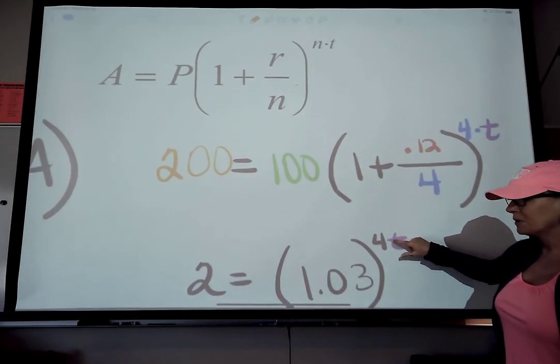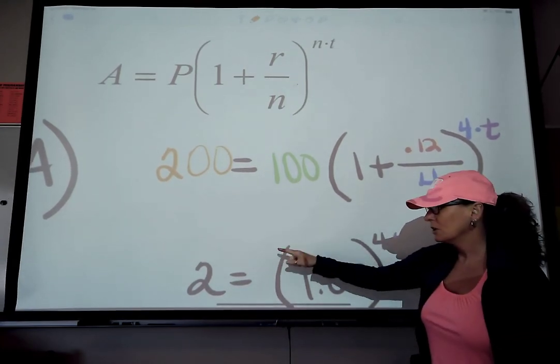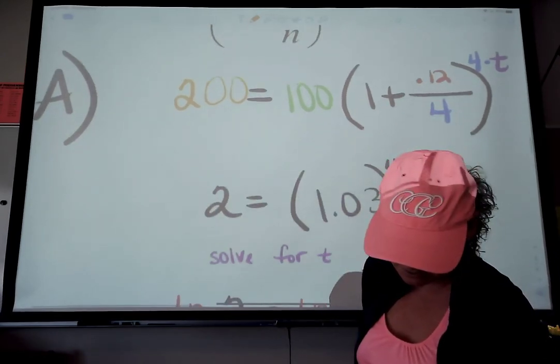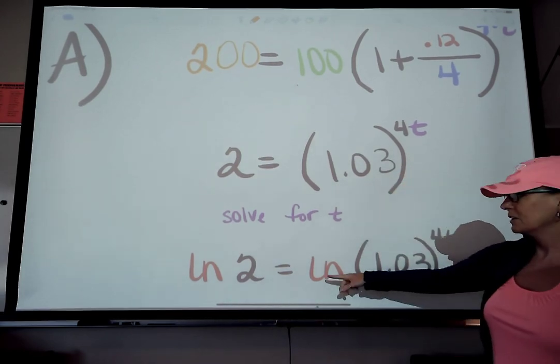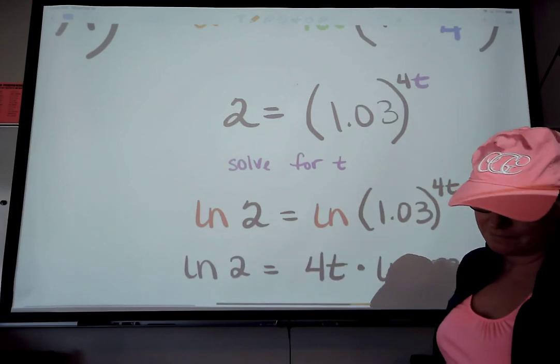Look where your variable is. Your variable is in your exponent, and you need to get it out. You need a logarithm right here. So I put a logarithm right there. Did it on both sides. I'm going to bring my exponents down to the front.